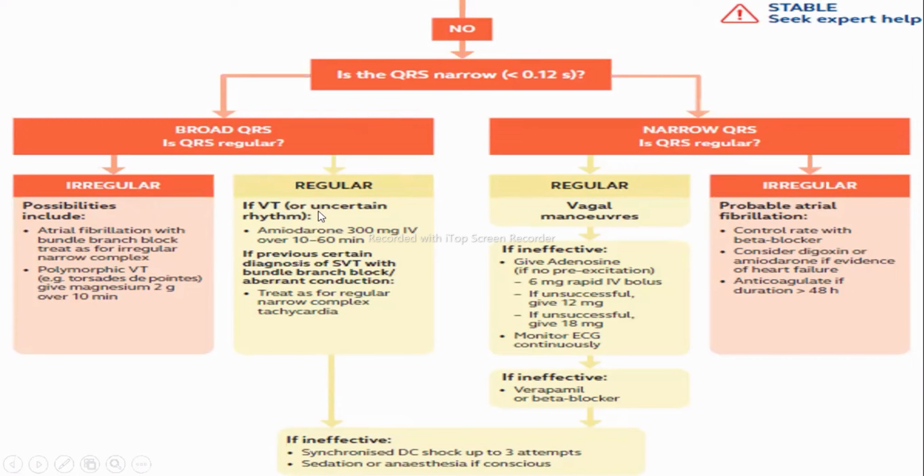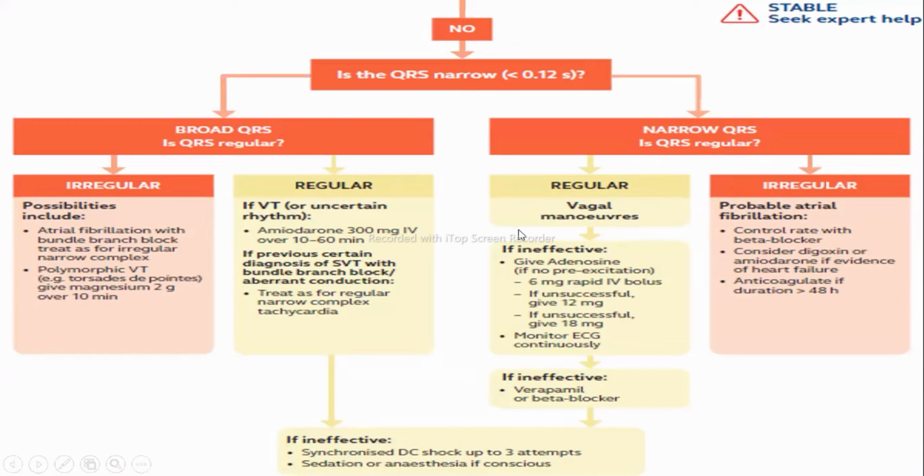So here, you have to use treatment for atrial fibrillation if stable. So you will give beta blocker or calcium channel blocker. Here, if regular, you can use amiodarone, but this time it will be 10 to 60 minutes. Okay. Here, if regular, so for example, supraventricular tachycardia, so you can give adenosine.